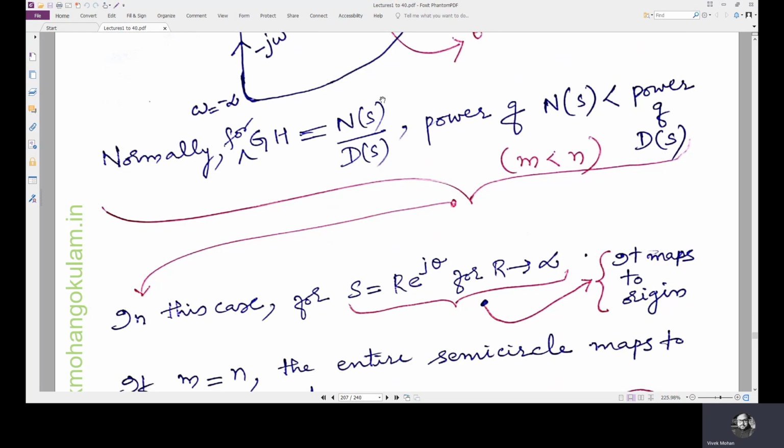That means the poles of the open loop transfer function have more power when compared to the zeros, right? So what will happen? We are assuming r tends to infinity. When r is tending to infinity, what happens in the GH plane? It is tending to origin because it will be like 1 by infinity, right? So 1 by infinity will be tending to 0. That is what is happening.